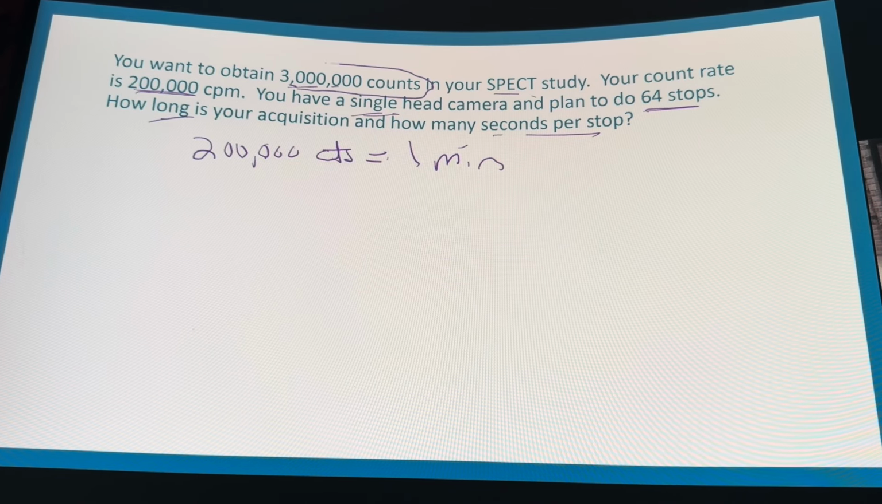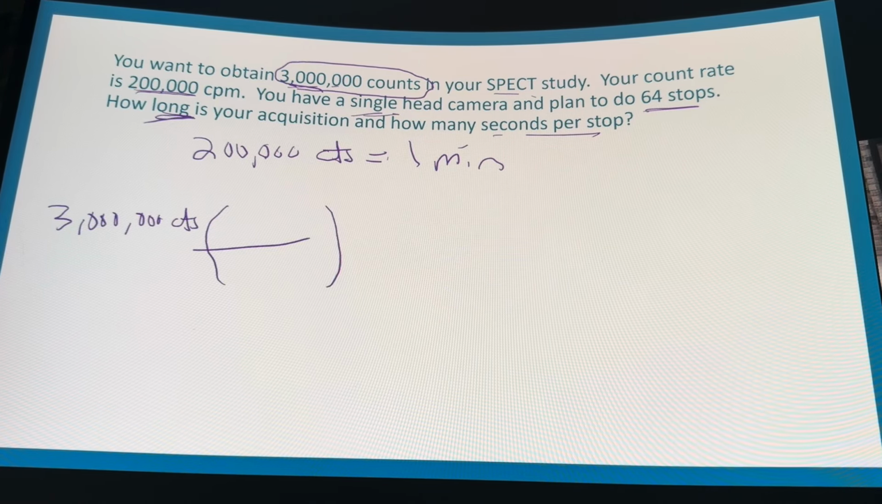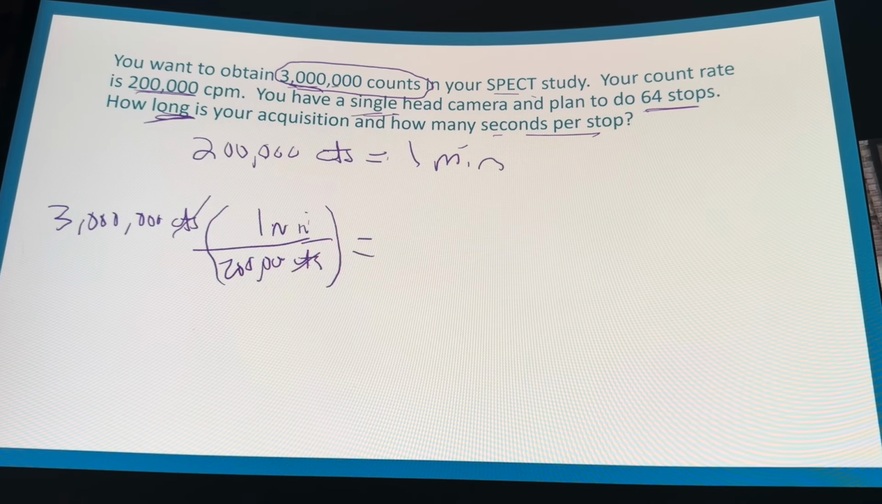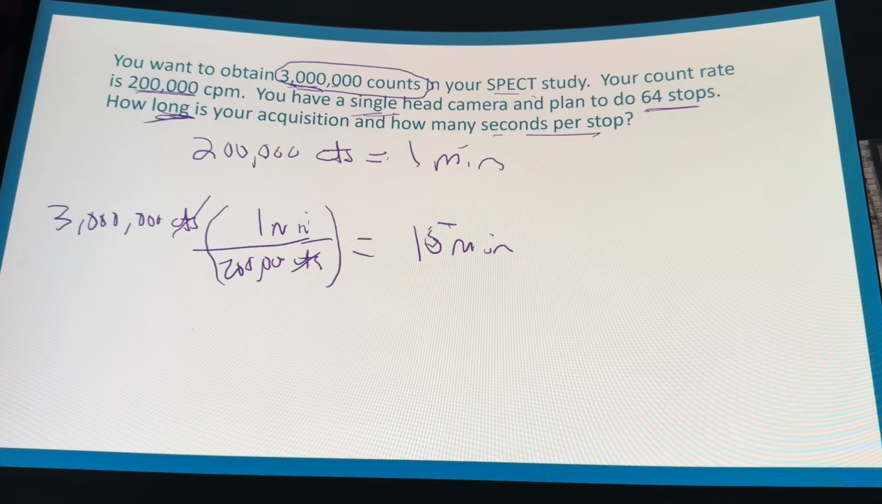I have 3 million counts. And I know that one of the questions is, how long is my acquisition? So if I start with that 3 million counts, I can use this conversion of 200,000 counts in 1 minute. Counts cancel. 3 million divided by 200,000 gives me 15 minutes. My acquisition is 15 minutes long. Okay, I've done the first part.